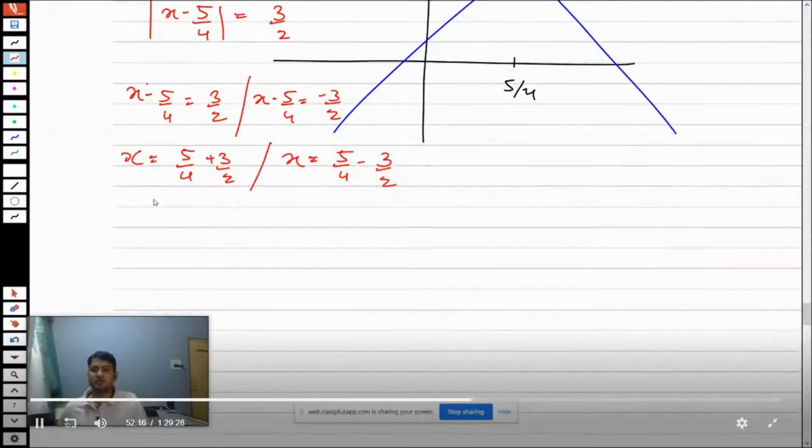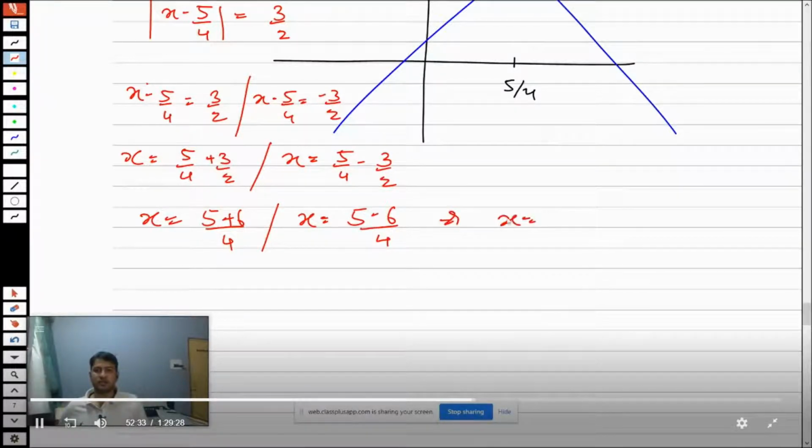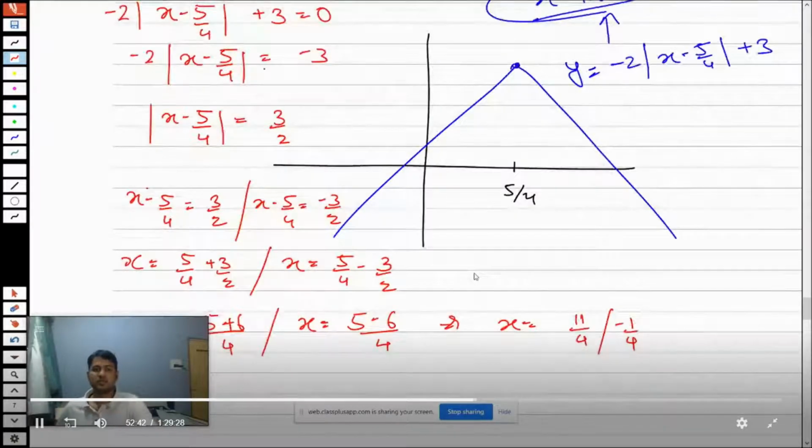So the first answer is going to be x equals to 5 by 4 plus 3 by 2, which is 5 plus 6 by 4. And this is 5 minus, so 3 by 2 is 6 by 4, so 5 minus 6 by 4. So this gives me x equals to 11 by 4 or minus 1 by 4. So minus 1 by 4 and 11 by 4. Okay, so these are going to be the intercepts. So this point is minus 1 by 4 comma 0 and this point is 11 by 4 comma 0.